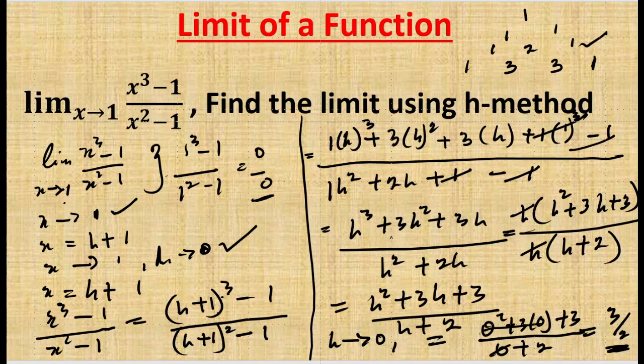3 over 2. So my limit as x tends to 1 for this particular function is actually the same thing as 3 over 2. With this, I hope you understand how I applied the H method to solving this function.